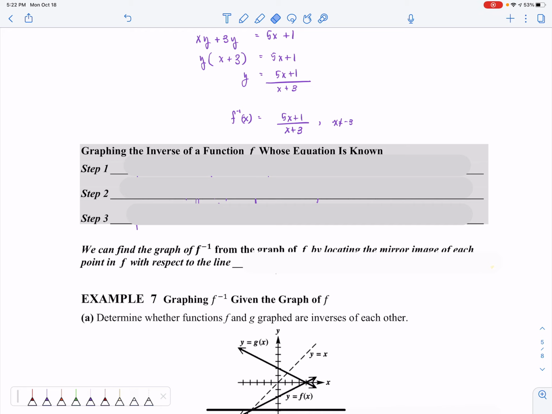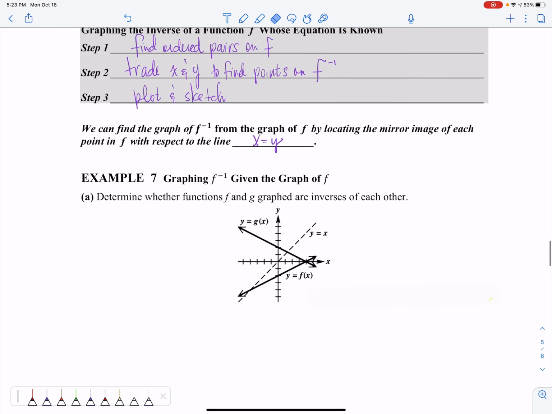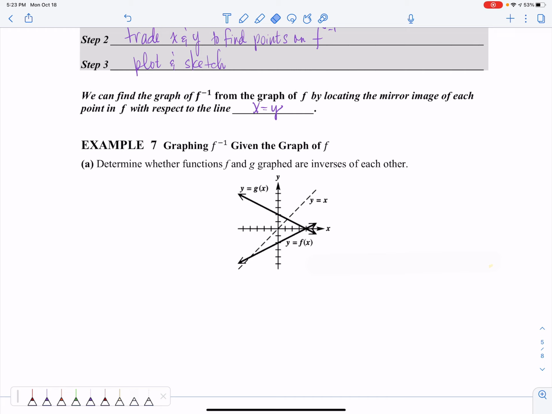All right, now how do I graph the inverse of a function? Okay, so step number 1, find some ordered pairs on the original function. Step number 2, trade the x's and the y's to find some points on the inverse graph. And then step number 3, plot your points. This next line here, again, this is something that is repeated. We can find the inverse from the original just by locating the mirror image of each point with respect to the line y equals x, or x equals y, same thing. So once again, my y equals x line should be the mirror that reflects the two functions.